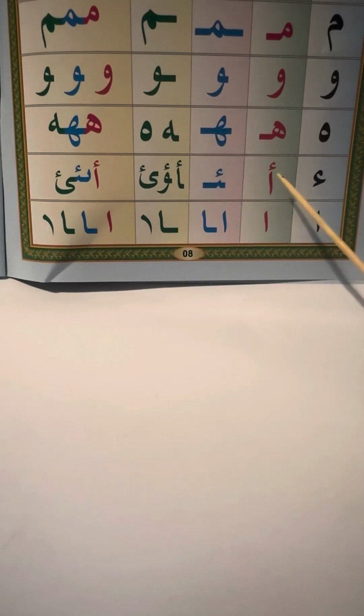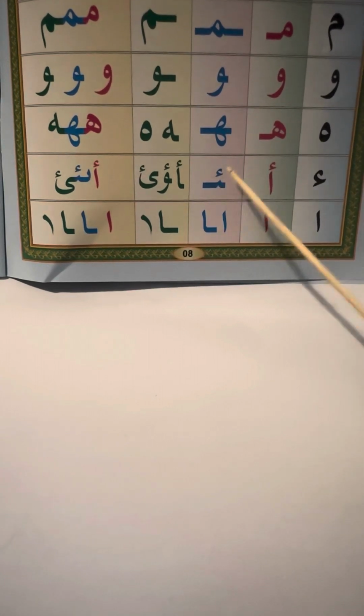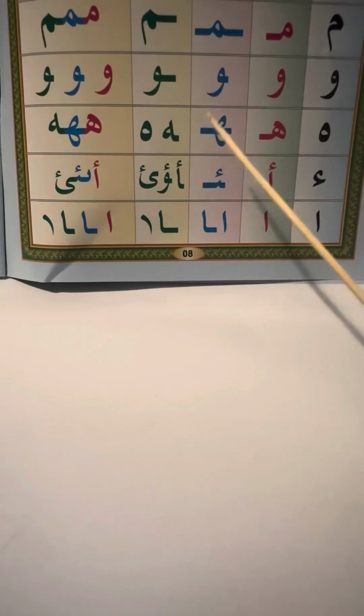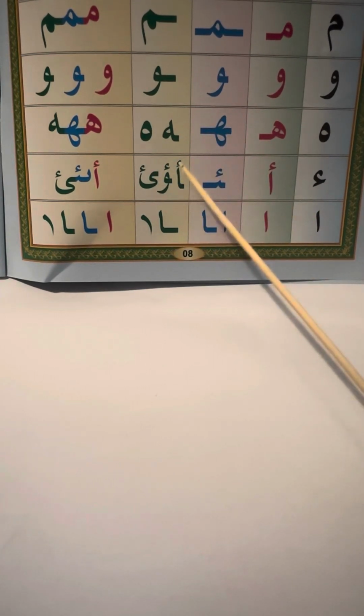So that's how it comes, hamza, when it comes at the beginning. You see on top of the alif here, it's written like this. This is alif, but it has the hamza on top. So this hamza can be like this when it comes in the middle. In the middle, it's written like that. Or it will be written like this when it comes at the end, on top of the alif, but at the end.